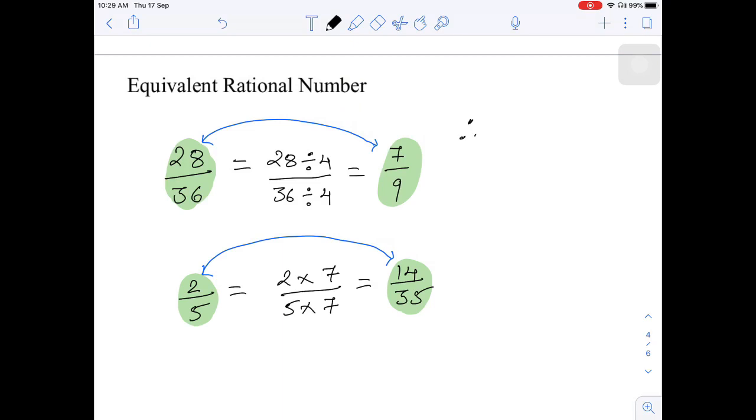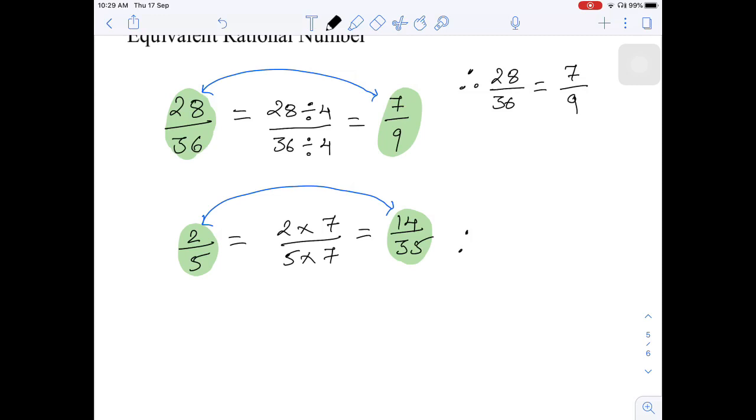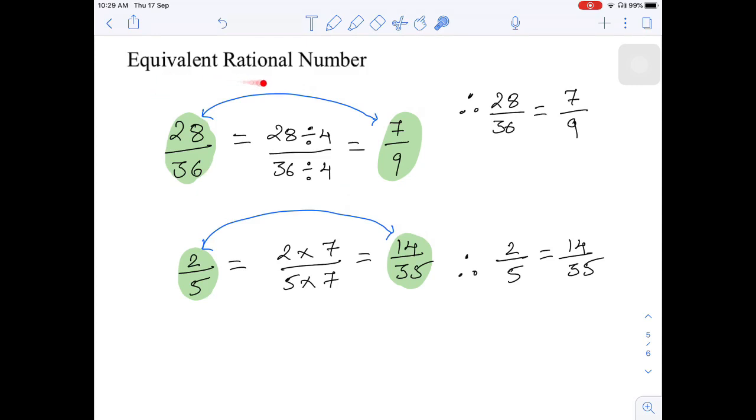We can write here, therefore 28 upon 36 is equal to 7 upon 9. Why? Because they are equivalent. And here what can we write? Therefore, 2 upon 5 is equal to 14 upon 35. These both are equivalent. So what is the condition, or how can we make numbers equivalent to each other? Either by dividing the numerator and denominator by the same number, or by multiplying the numerator and denominator by the same number. Okay, so this much is enough for today.